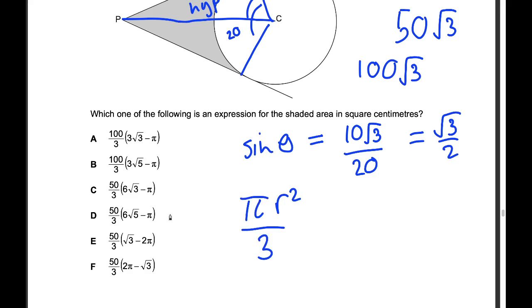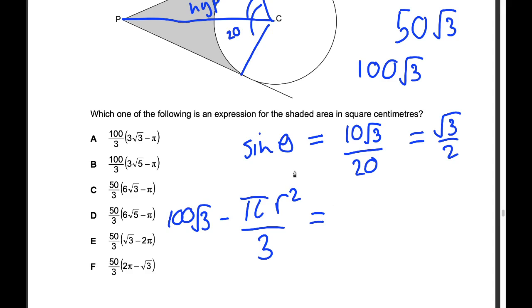We're going to take that away from 100 root 3. That's the area of our two triangles. And that should give that shaded region there. So what I've done is I've taken the two triangles, worked out the area of them, I've taken away the sector, and now I can work that out. Both of them are going to have a factor of 100 in them. But looking at the answers, they're going to take out that factor 3 as well.